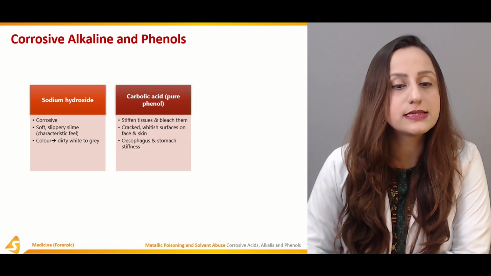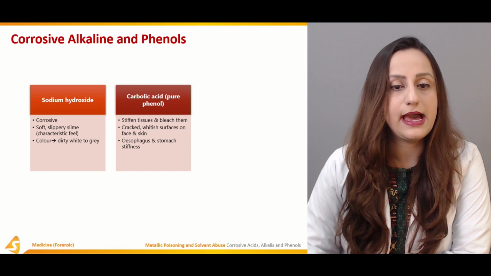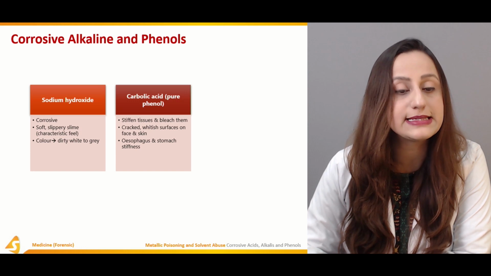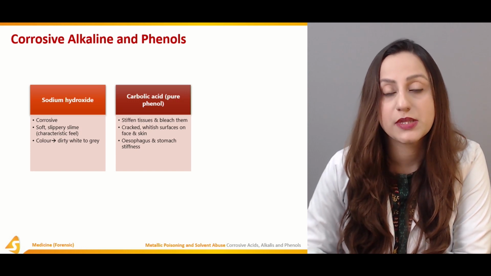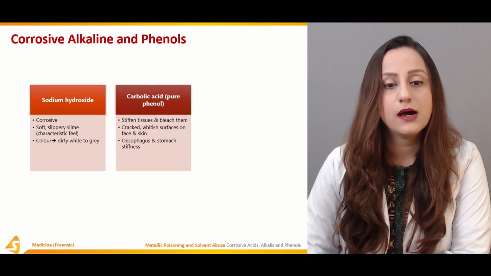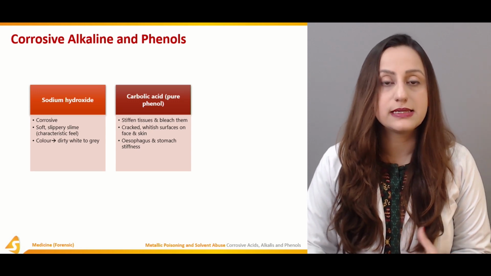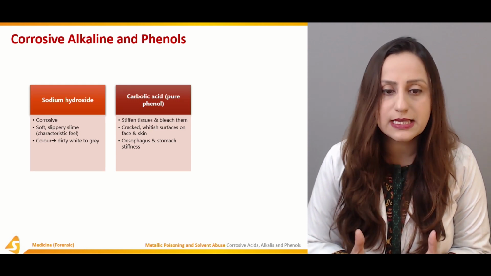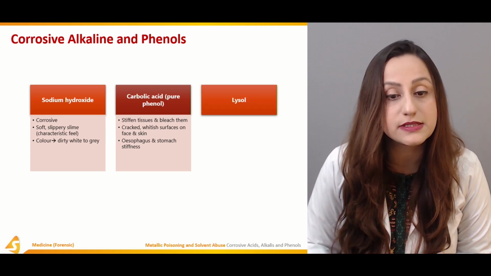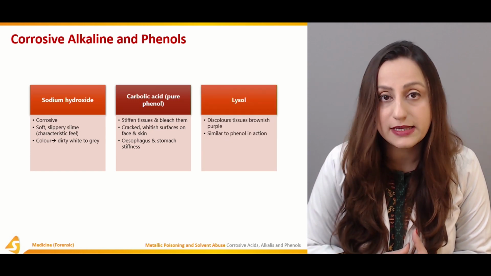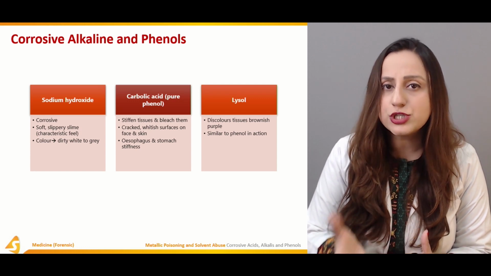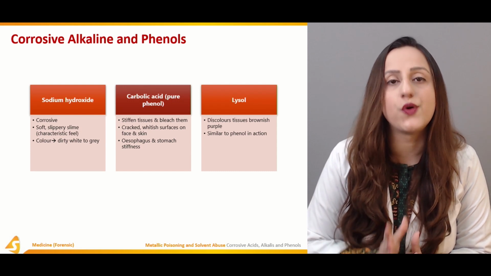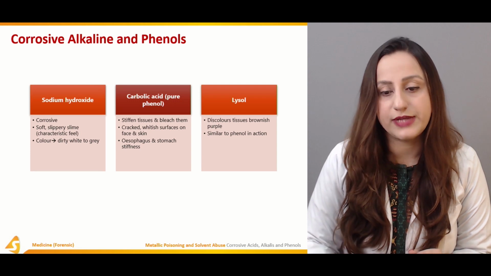If we compare sodium hydroxide and carbolic acid, sodium hydroxide is a corrosive. It's a soft slippery slime and the color is dirty white to gray. So these are its physical characteristics. When we talk about carbolic acid, it stiffens the tissues and bleaches them. There is a cracked whitish surface on the face and skin, and the esophagus and stomach stiffen in this case. Talking about lysol, it discolors the tissues with a brownish purple discoloration, and it is similar to phenol in the underlying chemical reaction.